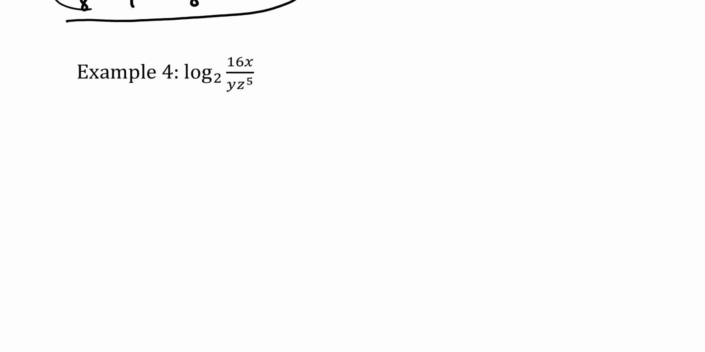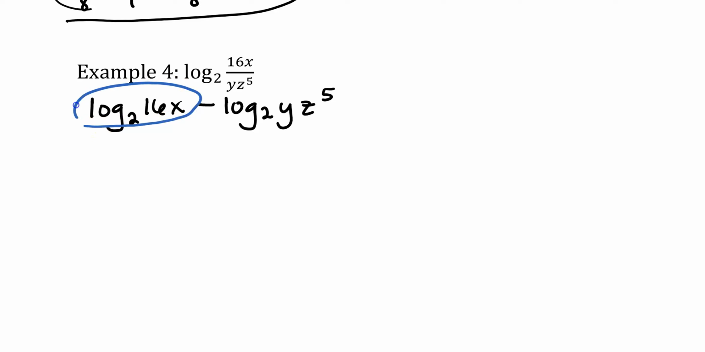In example 4, we will begin by using the quotient rule to separate this quotient that's inside of the logarithm. We'll have log base 2 of what's in the numerator, which is 16x, and then we will subtract log base 2 of what's in the denominator, which is yz to the 5th. Working with the first logarithm, we will use the product rule to separate that because we have the product of 16 and x. So we will rewrite this as log base 2 of 16 plus, product rule tells us to add, log base 2 of x.